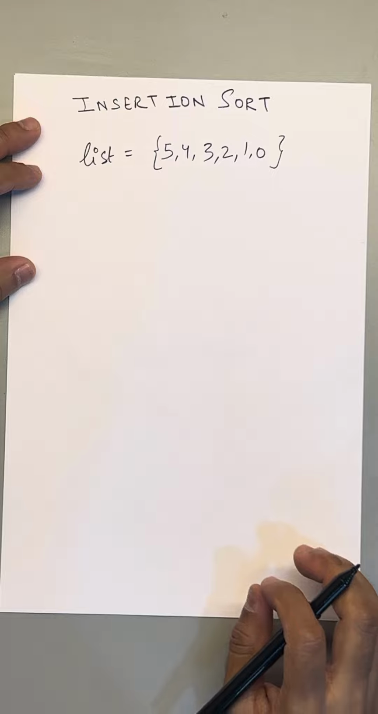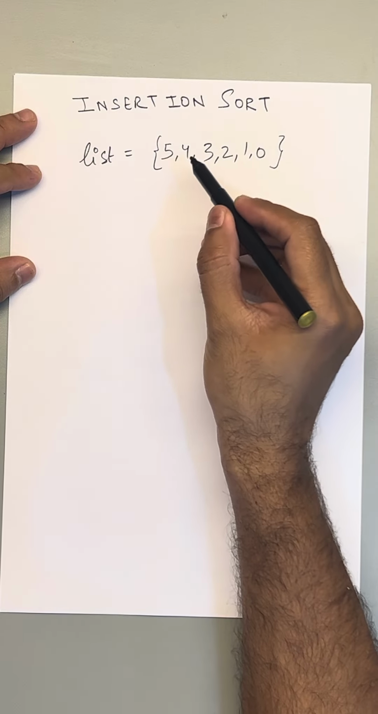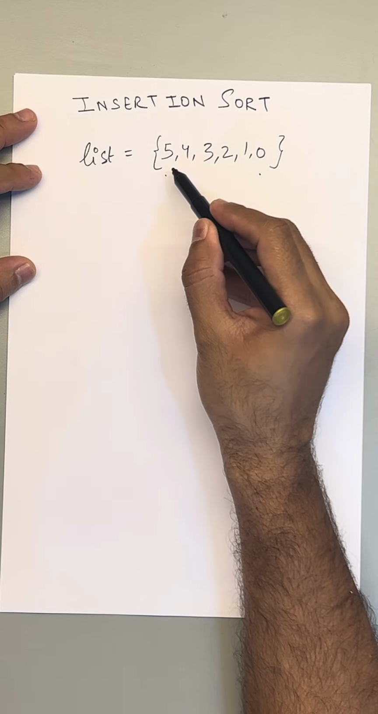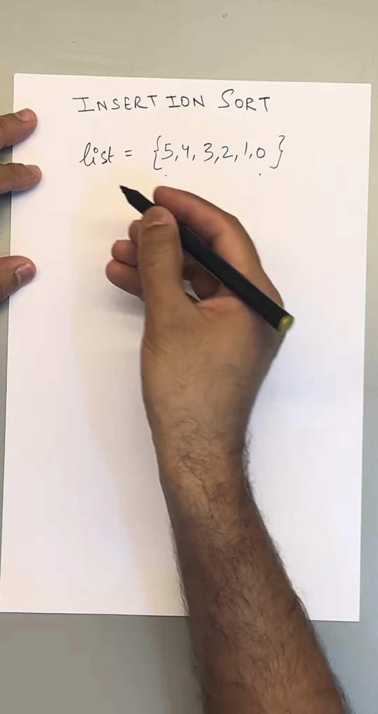Let's try to understand what insertion sort is. Insertion sort says we have to loop from the 0th index to the length minus 1 index and keep on swapping values which are lower than the key. Let's see.